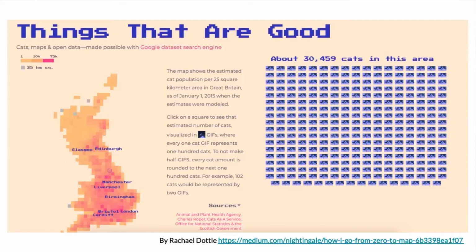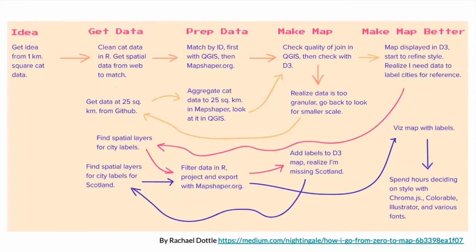And what's interesting here is that she actually created this diagram where she has shown what her process was making the map. And you'll see that she starts off on the left-hand side with idea, and then she has split her steps into get data, prepare data, make map, and then make map better, which is more about dealing with the visuals.